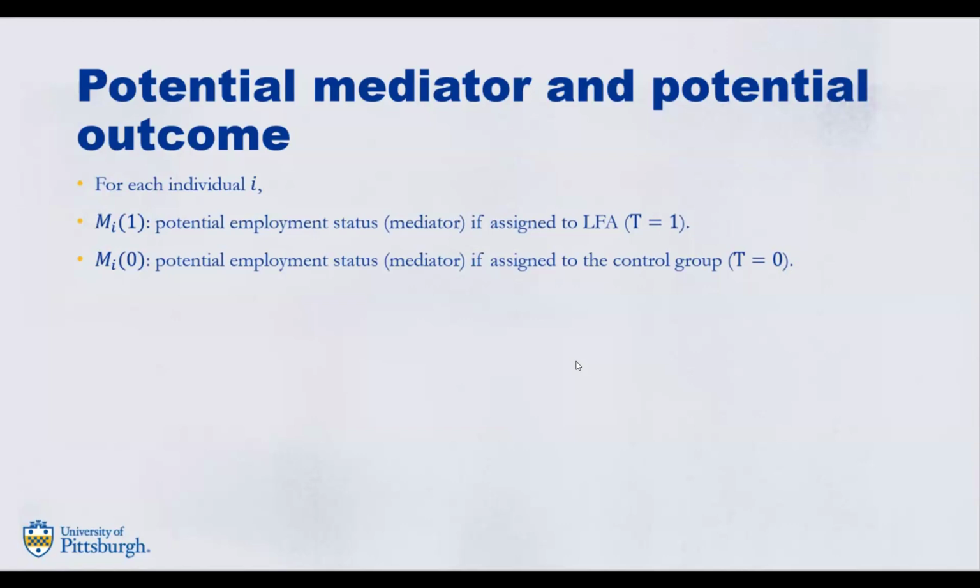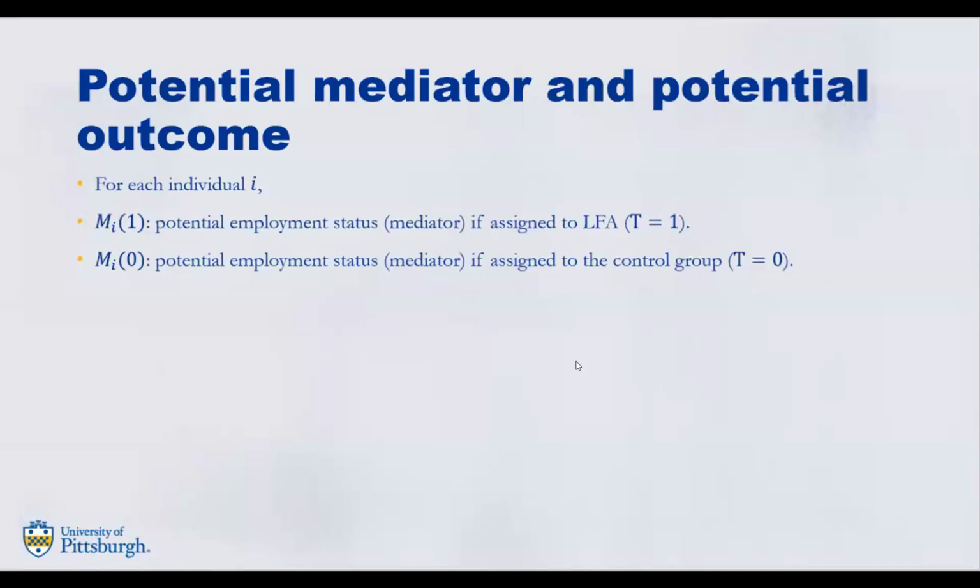Although in the real world, one can only have 1 potential mediator observed. That means if i was actually assigned to the LFA group, then only M_i(1) can be observed. But if i was actually assigned to the control group in reality, then only M_i(0) can be observed, while the other is unobserved.